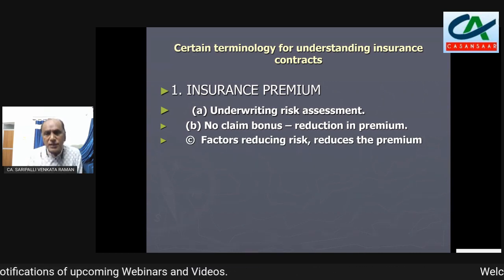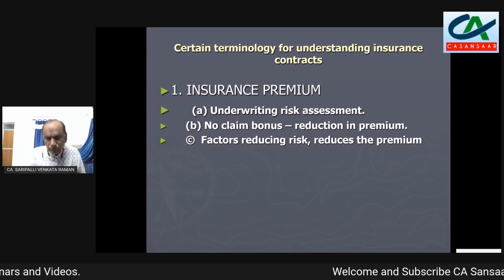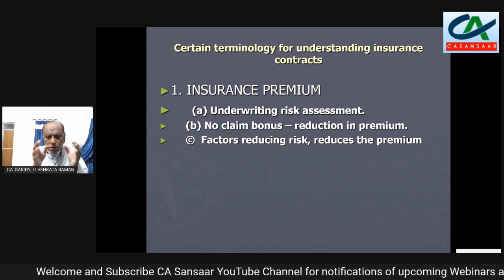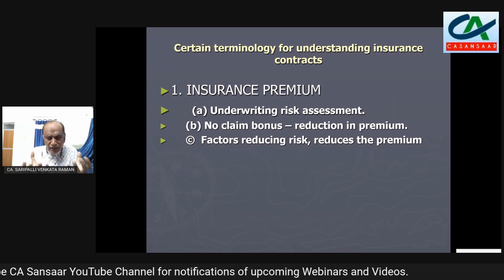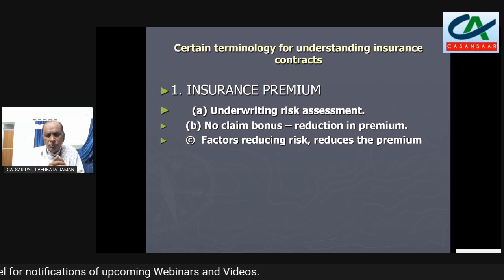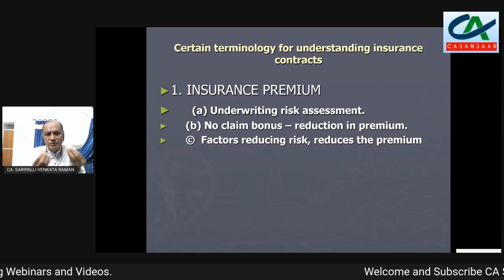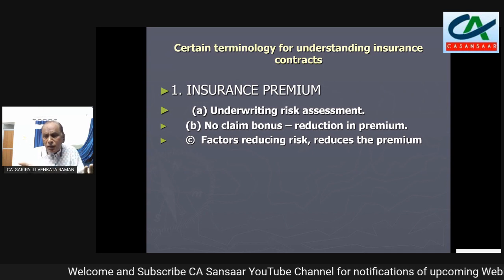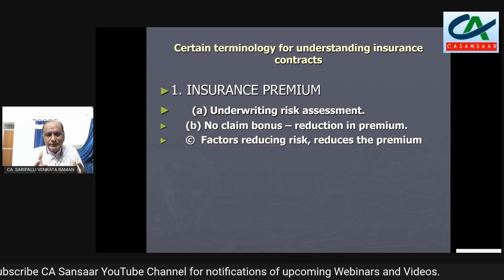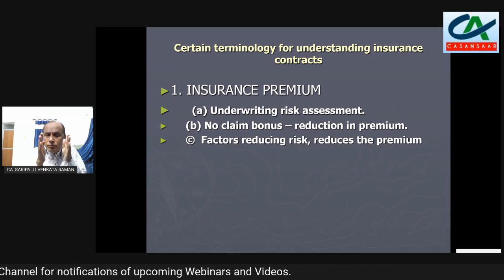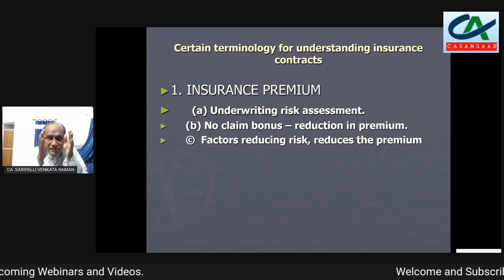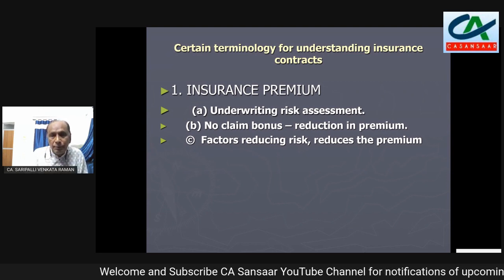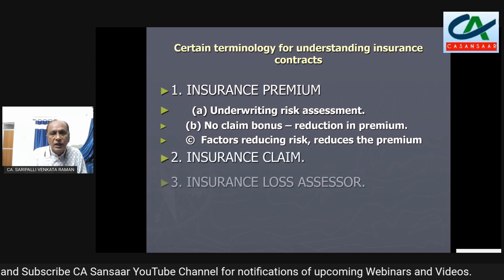What are the other factors reducing the risk? If you are in a business and the factory has got fire alarms or sensors which catch fire, or if you have got a security guard or smoke detectors, these are the things. Obviously the businessman is interested in reducing his risk, and the insurance company also will acknowledge that and reduce the premium to a certain extent as per their rules and regulations. Insurance claim.